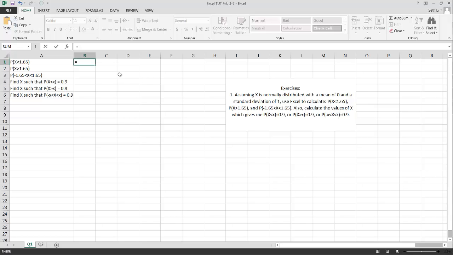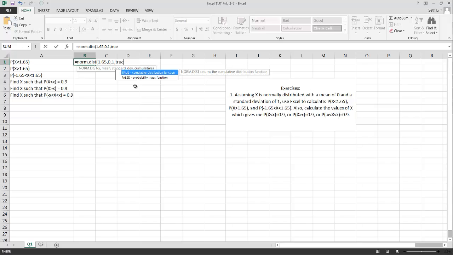To do this, we're going to type equal to start it off, and then type norm.dist, short form for normal distribution. Then we type open bracket. When we do this, we can see exactly what it wants. It wants an x value, then a mean, then a standard deviation, and then it wants to know if it's cumulative or not. So for the x value, we're going to type 1.65. For the mean, we're going to type 0. The standard deviation, we're going to type 1. And then we do want it to be cumulative, so type true.